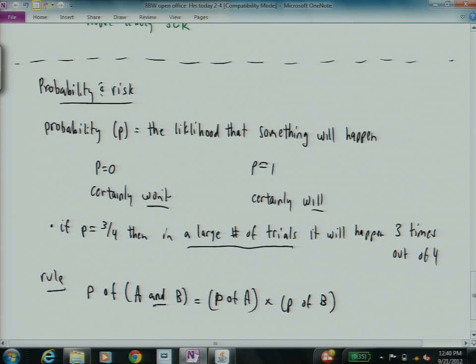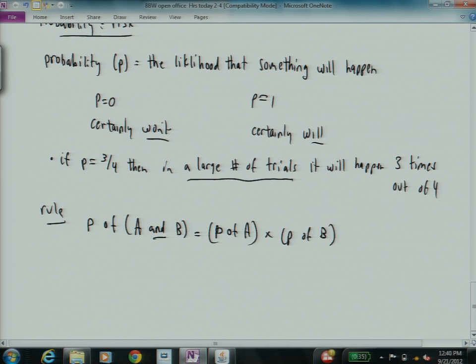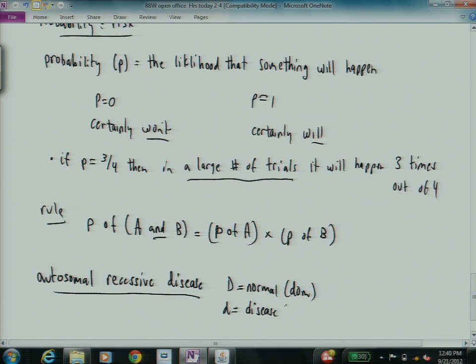Suppose we have an autosomal recessive disease. Just sort of a classic example. Big D is normal and dominant. Little d is disease and recessive, as usual. All right.